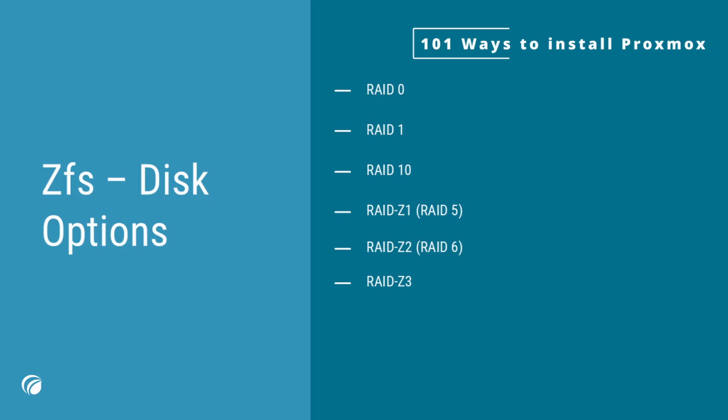For ZFS, we have loads of different options. First, we have single disk. Then we have RAID 0, which is striping. 2 disks are used. This is faster, but if one disk fails, all is lost.